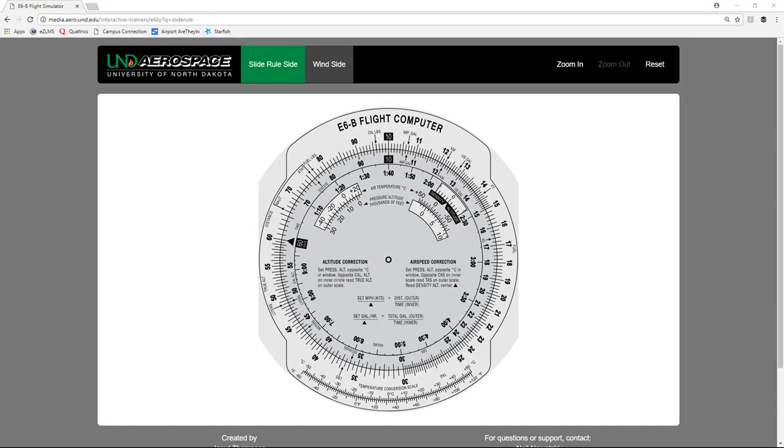So what do we mean by airspeed and altitude correction? In terms of an airspeed correction, we can use the E6B to convert between a true airspeed and a calibrated airspeed, and we can also determine our density altitude as well. In terms of altitude correction, we can convert between true altitude, which is our height above mean sea level, and our calibrated altitude, which we'll talk more about in a moment.